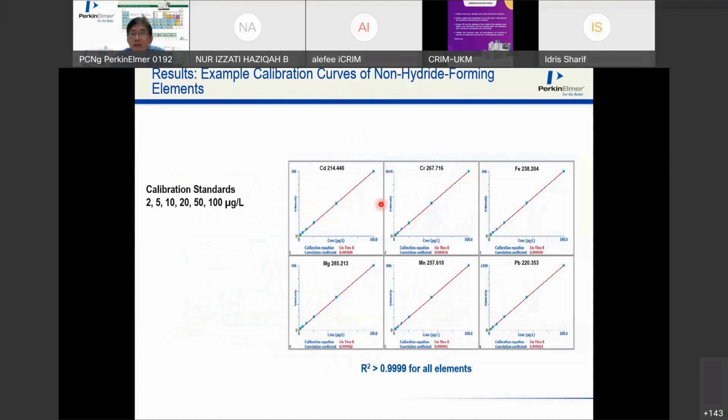The other common elements can be run together. That means two inlets, one is a hydride inlet, the other is a common element inlet, so hydride and non-hydride elements can be run in a single analytical run.